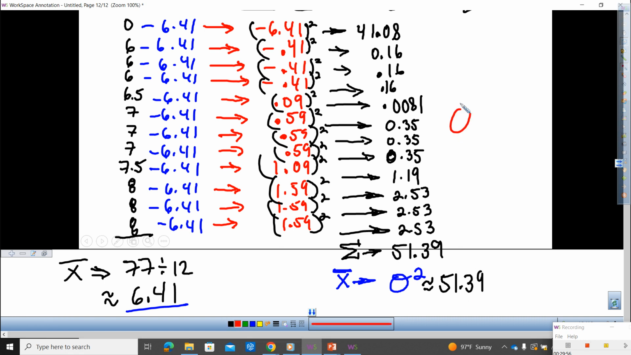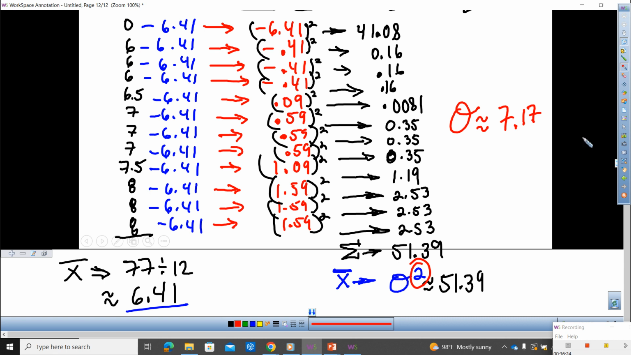We need what? Standard deviation. How do we cancel this squared? Square root. So take the square root of 51.39. What is it? Is it 7.17? If you round it, that's fine. Yeah? All right.